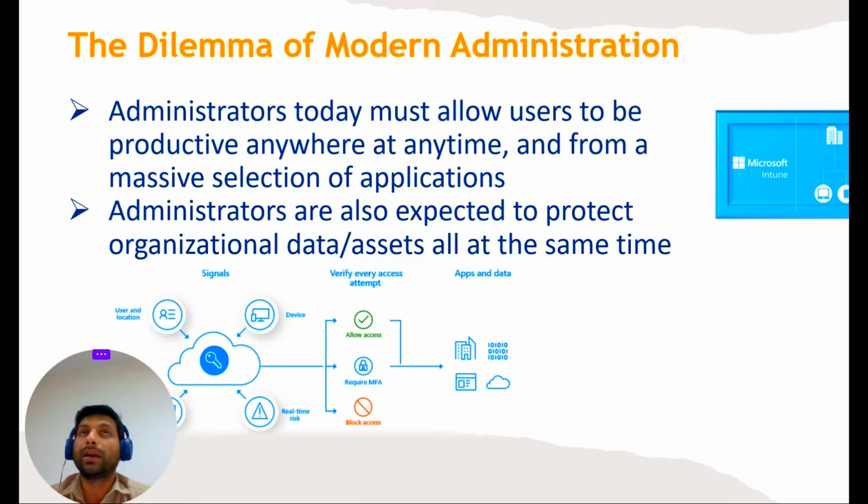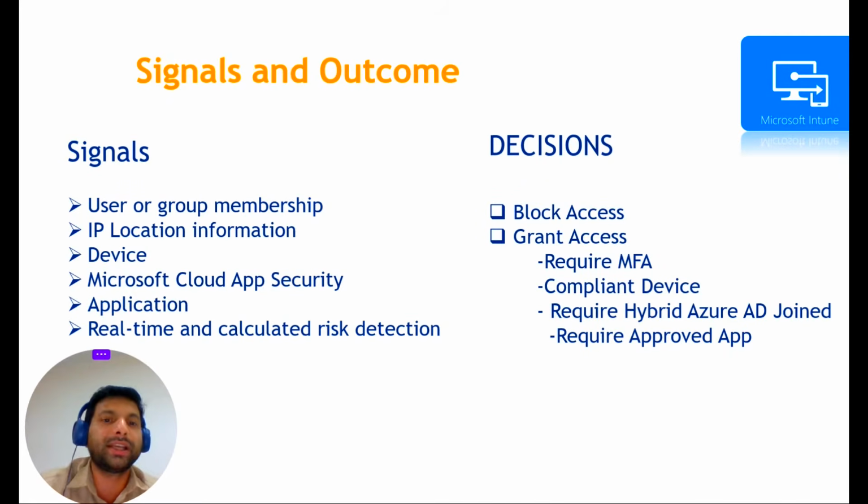The decision is something like grant the access or block the access. Let's check out the signals and outcome. Signals are like user or group membership. It can be IP location information, device, Microsoft Cloud App Security, application, and real-time and calculated risk detection. So by collecting all these signals, it takes a decision like block access or grant access.